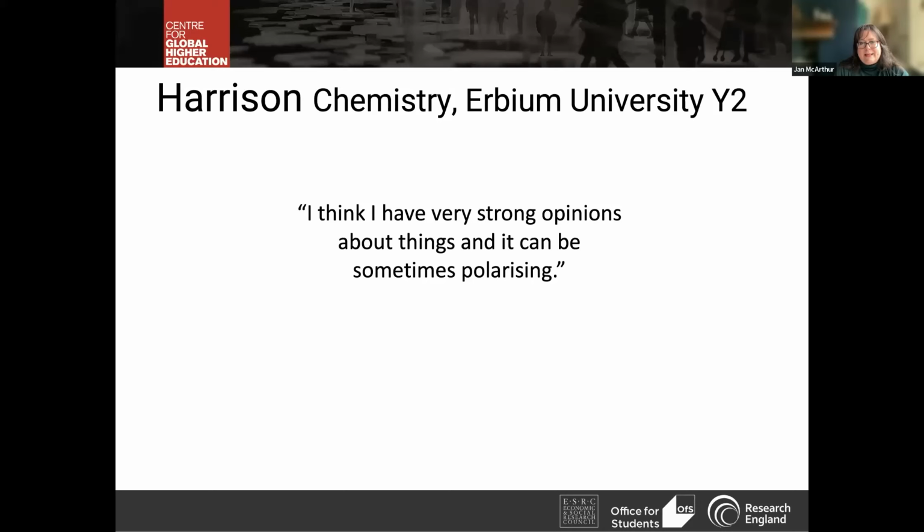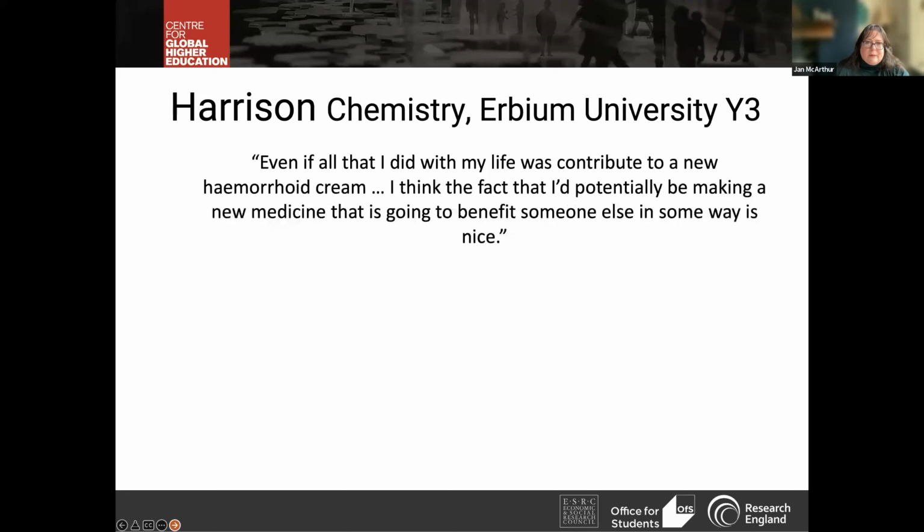So in year 2, he says, I think I have very strong opinions about things and it can sometimes be polarizing. But when we look to year 3, we see so clearly what we were looking for in terms of a social orientation. And this is a lovely quote. Even if all I did with my life was contribute to a new hemorrhoid cream, I think the fact that I'd potentially be making a new medicine that is going to benefit someone else in some way is nice.